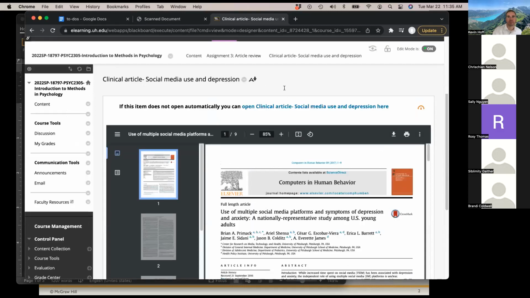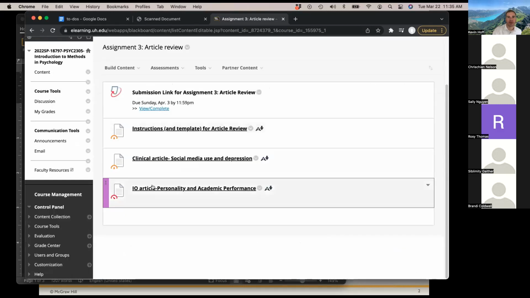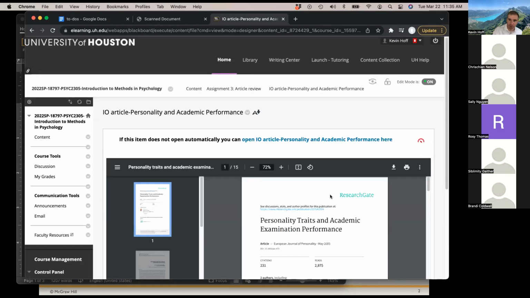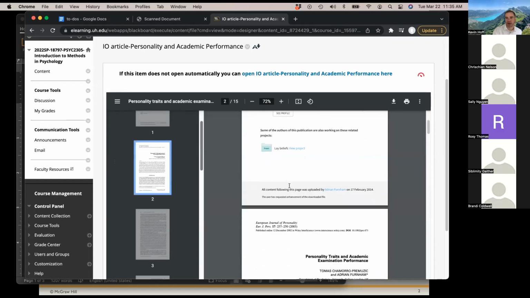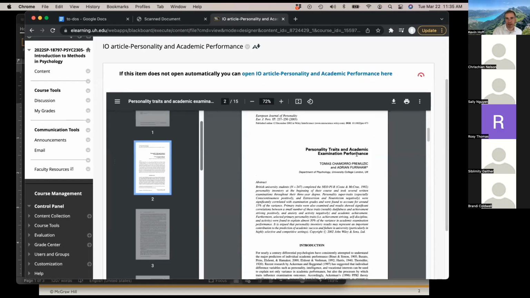And then the other option is, I'm calling it an IO article for industrial organizational. It's also kind of a personality article. So it's about personality traits and academic exam performance. In IO psychology, we're often interested in studying things that predict performance. Typically, it's more so work performance, but school performance is also often an outcome. So those are the 2 options.